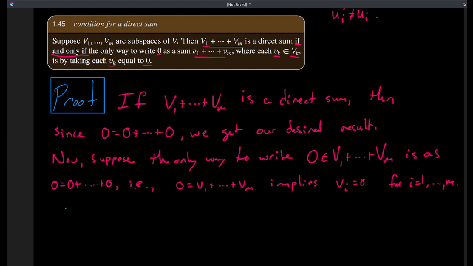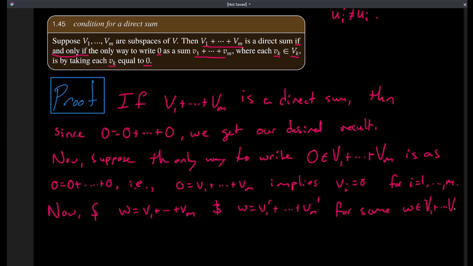Okay. Now, suppose w equals v1 plus ... plus vm, and w equals v1 prime plus ... plus vm prime, for some w in V1 plus ... plus Vm. Okay, so now suppose that I can write w in two ways, not necessarily different, but just in two ways using some symbols. What I'll show is that this is actually the same way.